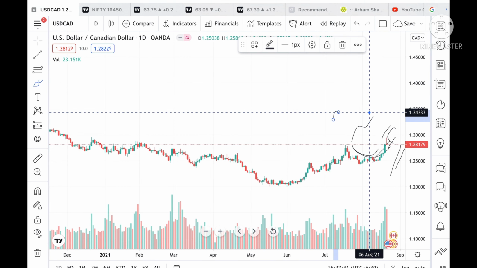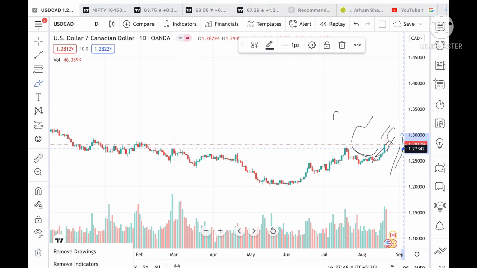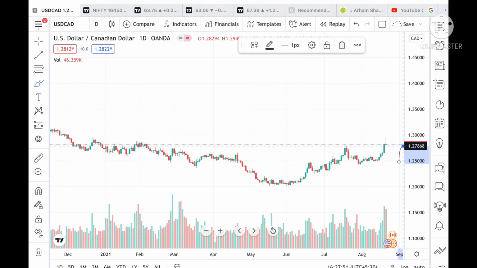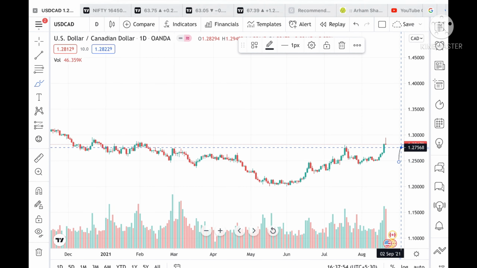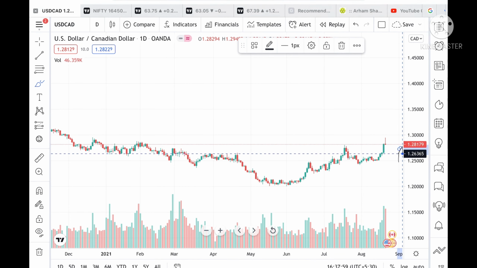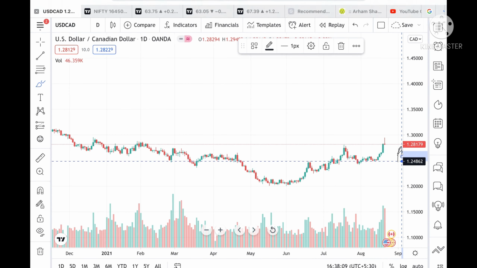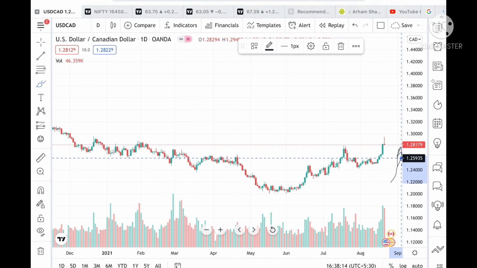Suppose if it goes below this level, then we can see a level of 1.27342. But if it doesn't sustain a level of 1.27868, then we can see that it can go and touch a level of 1.27267 and from there a level of 1.26515, and if it goes more below that level, then we can see a level of 1.25989. If it goes even lower, then we can see a level of 1.24, but a strong support we can see at around 1.25871.